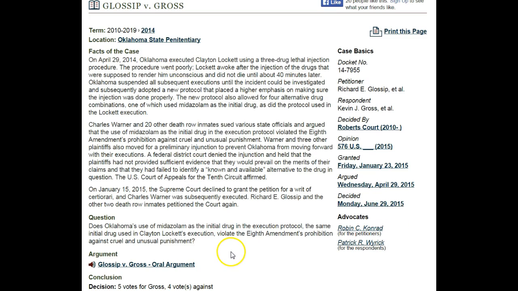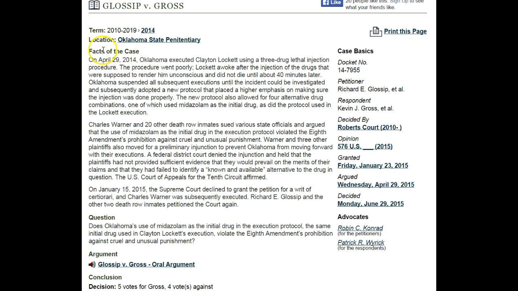Anyway, what else do I want to look at? The question is always really the most important thing to look at, of course, and then the decision later. You see, the question is, does Oklahoma's use of midazolam as an initial drug in the execution protocol, the same initial drug used in Clayton Lockett's execution, violate the Eighth Amendment prohibition against cruel and unusual punishment? So that's the question that the court is looking at.